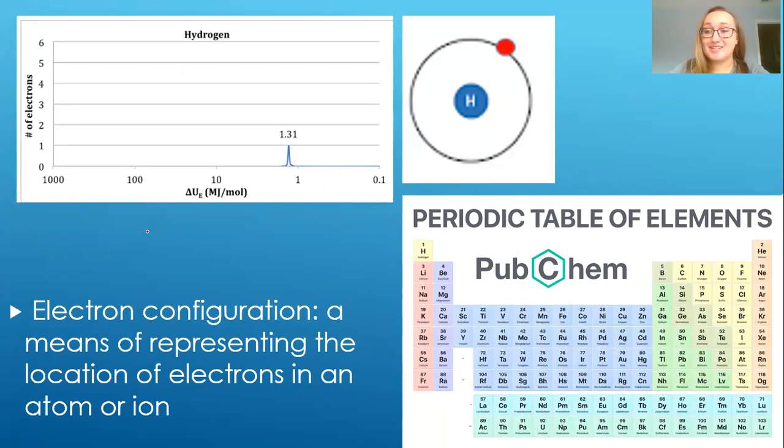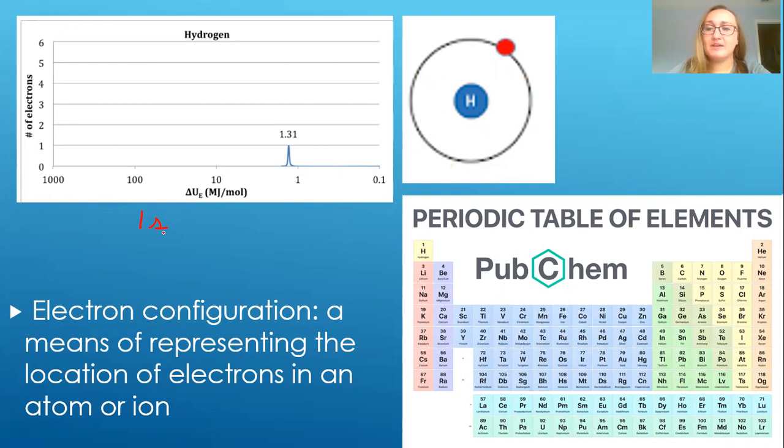So let's write the electron configuration for hydrogen. We start with a number. This number indicates our energy level. So we're in the first energy level, so our number is 1.